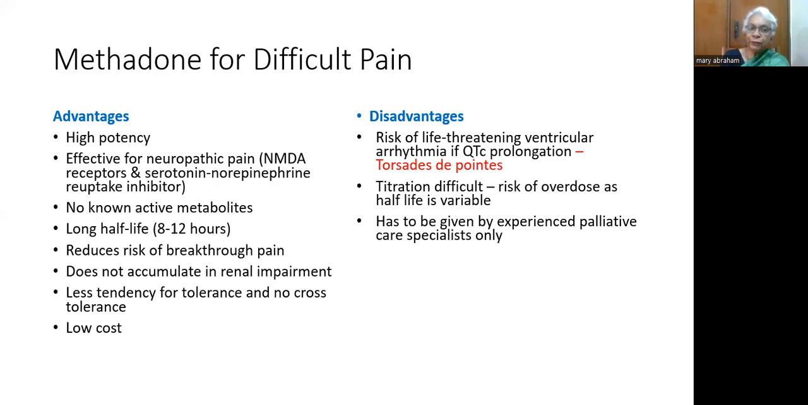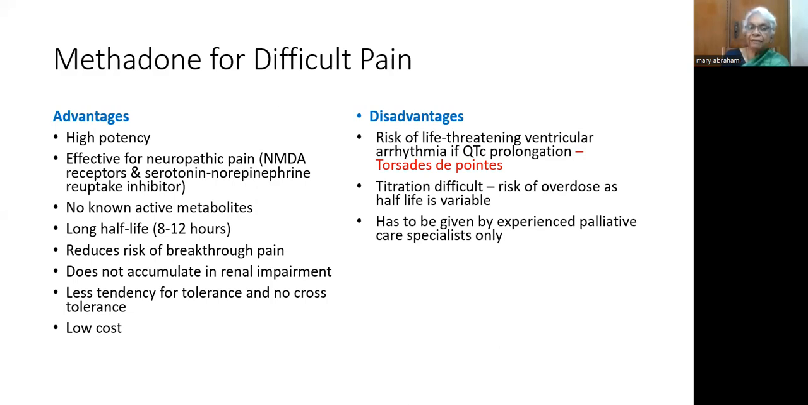So, use of methadone for difficult pain. I don't know whether I should mention it because it might have been already dealt with in step 3 opioids, but just briefly going through it, the advantages of methadone are its high potency. It is also effective for neuropathic pain because it acts on the NMDA receptors, as well as being a serotonin norepinephrine reuptake inhibitor. So this is the advantage it has over morphine.